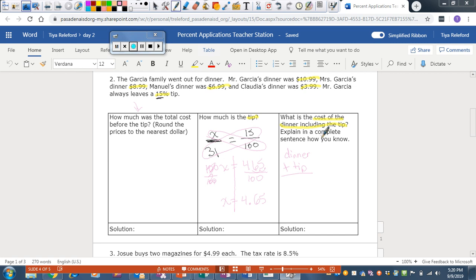Now, it does say answer in a complete sentence. How you know. And you can say, I know the cost of the dinner is blank because blank. Or you can make up your own sentence. It doesn't have to be mine.